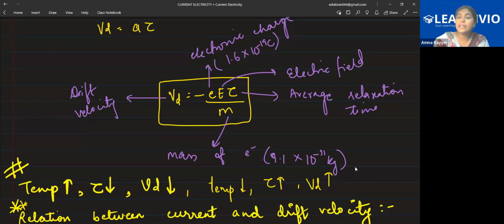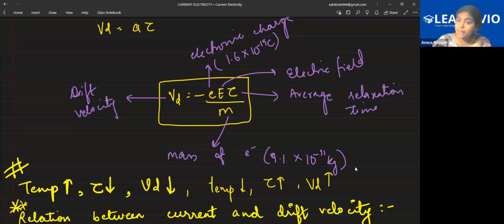Basically the thermal energy increases, which increases the kinetic energy. Bodies which were slowly colliding and then separating, then colliding, then separating, are now, because of the increase in temperature and kinetic energy, quickly colliding. So a very short period of time is there, and therefore the average relaxation time decreases. Since the average relaxation time and drift velocity are directly proportional to each other, drift velocity also decreases. And exactly the opposite happens when the temperature decreases.